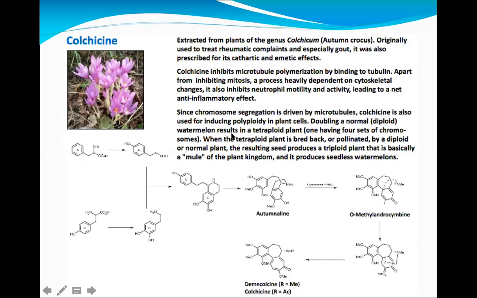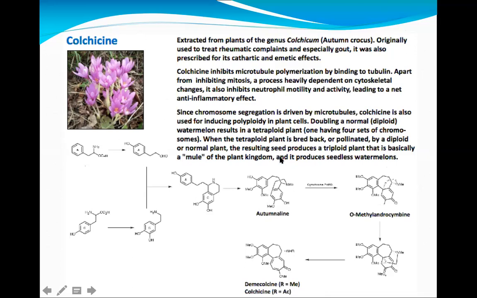For example, a watermelon tetraploid plant, one having four sets of chromosomes, can be produced by using colchicine. And when the tetraploid plant is bred back or pollinated by a diploid or normal plant, the resulting seed produces a triploid plant, that is basically a mule of the plant kingdom, and it produces seedless watermelon. So colchicine has been used to produce triploid, that is seedless, plants.